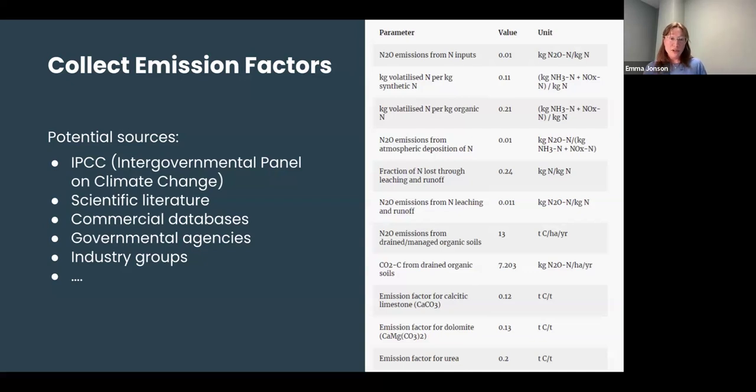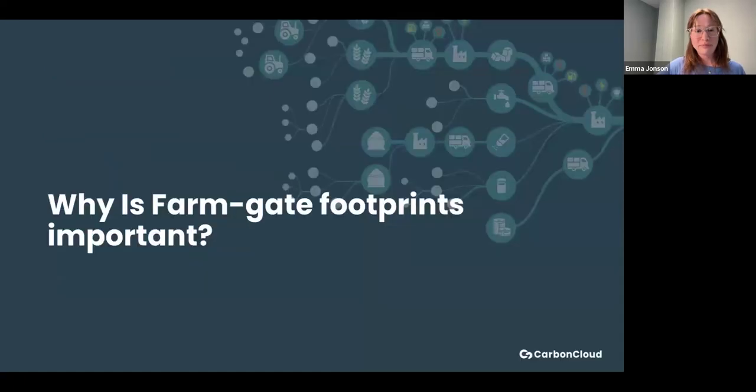So in CarbonCloud, we use, I would say, all of these except commercial databases. We instead produce our own database and try to use as much scientific literature as possible as the source of our emission factors. So why are farm gate footprints important?